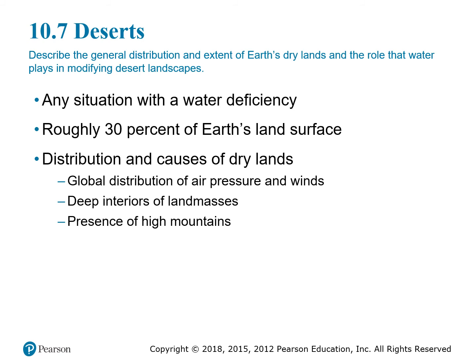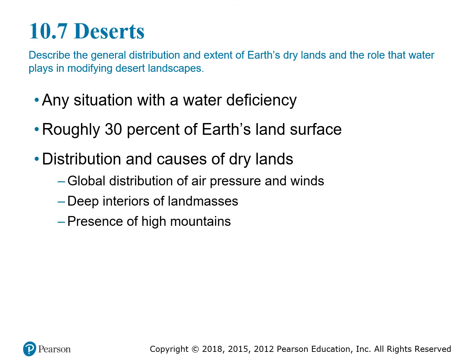The first one is the air circulation. At certain latitudes, specifically the Tropic of Cancer and Capricorn, there's a lot of descending air from the upper atmosphere, very high pressure and low moisture, and that's what contributes to deserts in those regions.